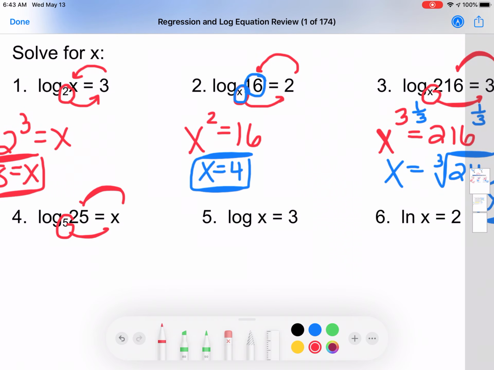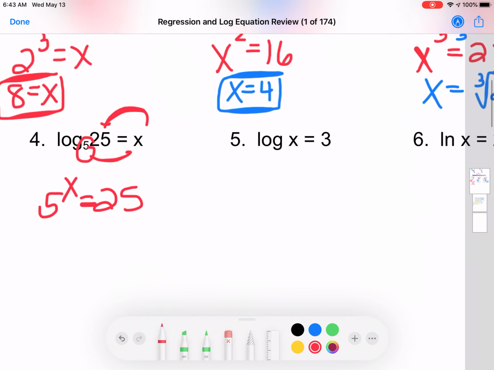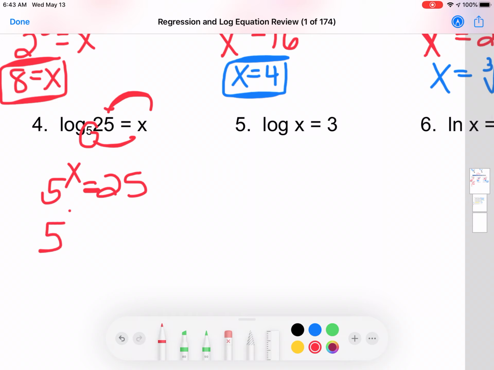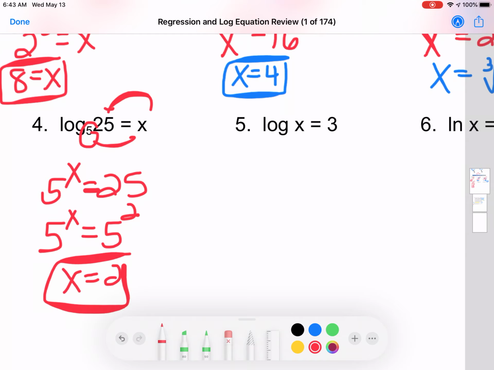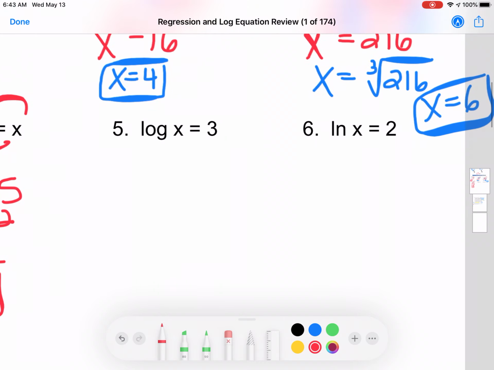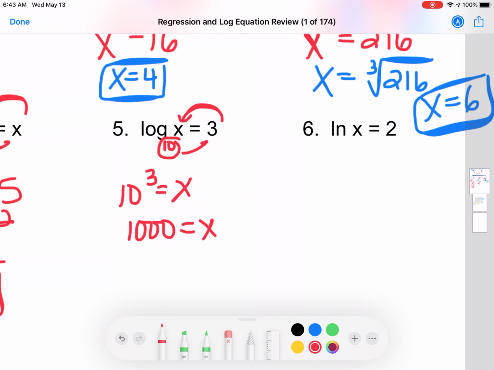Five to the x equals 25. I think we all know that's 2. But remember, we can get the bases the same, and once the bases are the same, set the exponents equal. Next, we notice there is no base there. That's going to be our common log. The base is really 10. So 10 to the third equals x, so 1,000 equals x.